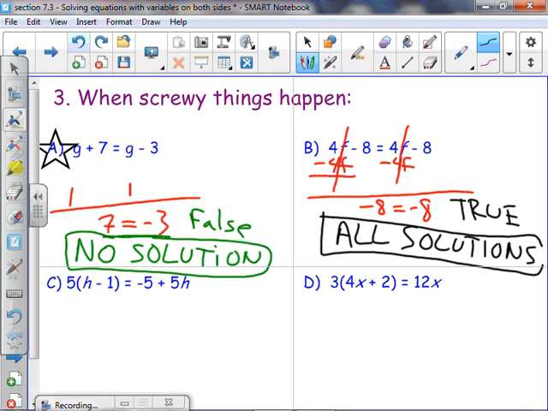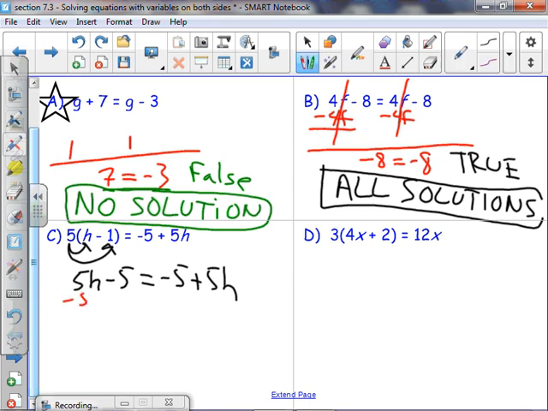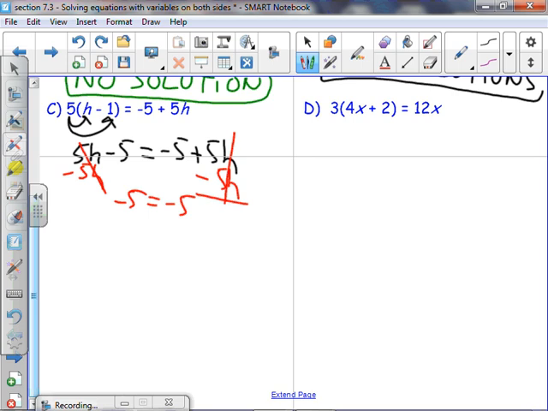Let's do the last two very quickly. We have the distributive property, 5h, 5 times negative 1, so we get 5h minus 5 equals negative 5 plus 5h. And notice I have variables on both sides, so I will take 5h from this side, I will take 5h from this side. They both give me 0, and I wind up with negative 5 equals negative 5. And once again, I have a true statement, and a true statement means all solutions are valid.